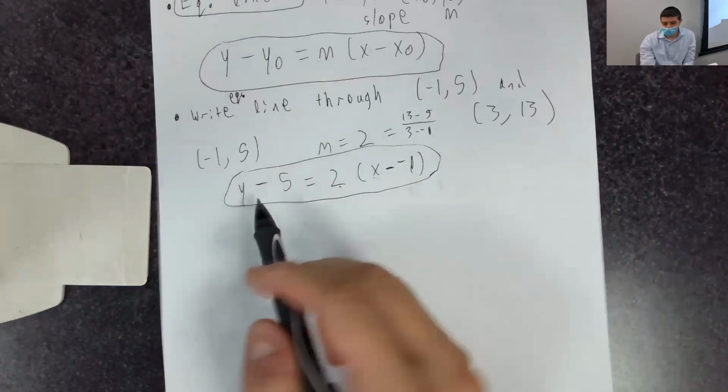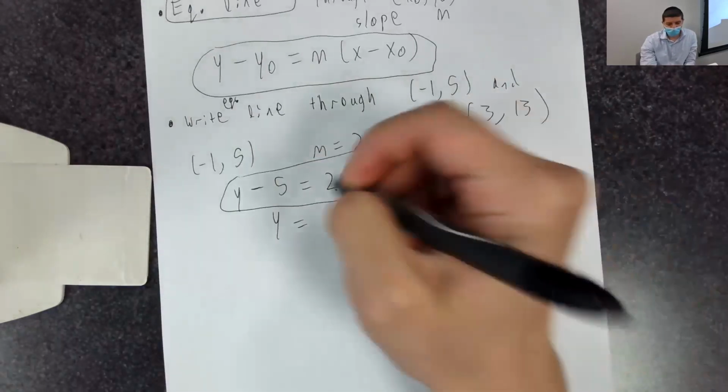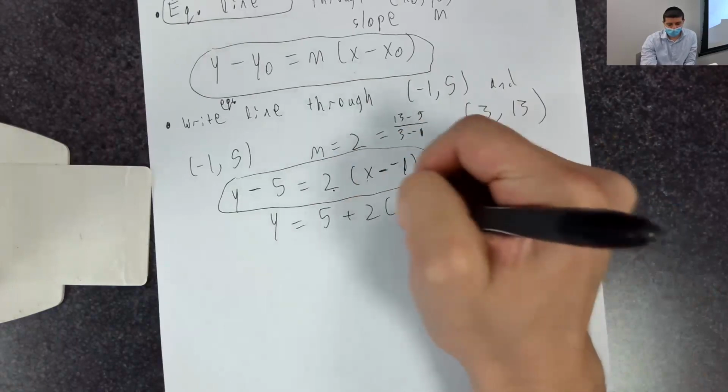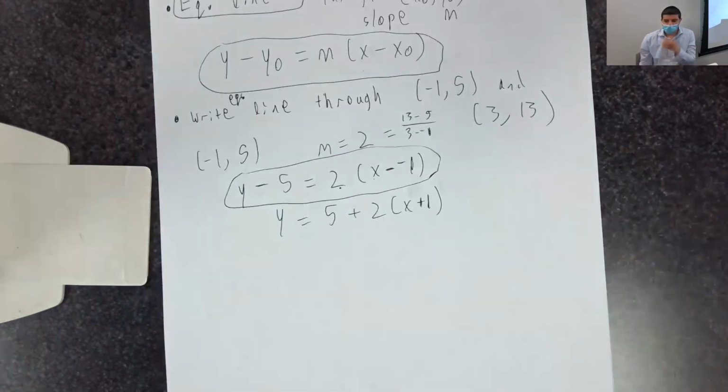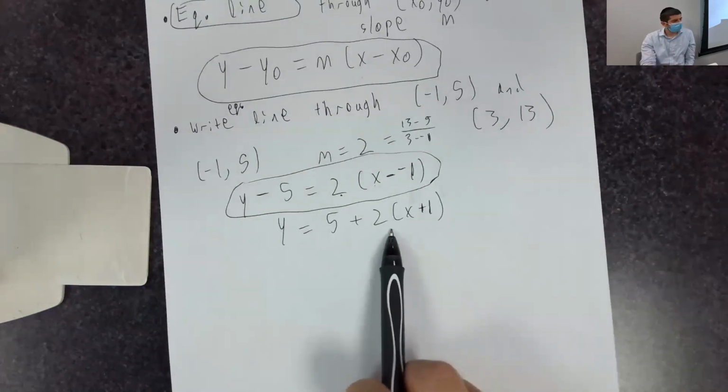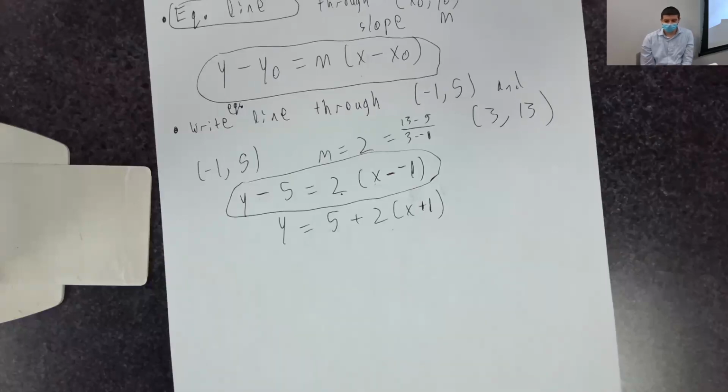So WebAssign won't accept it like this. You'll have to do y equals 5 plus, let's say, 2 times x plus 1. So what's nice for us is that the number in front of the x is the slope. So you see a 2x, the slope is 2. Another nice advantage of this formula is you kind of just grab the slope.